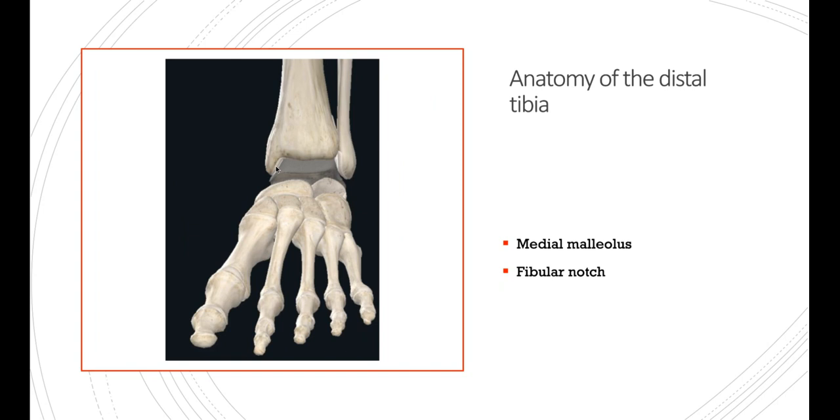The medial malleolus, along with the lateral malleolus of the fibula, helps to form a mortise, which is where the talus fits into, and this forms the talocrural joint, or the ankle joint.